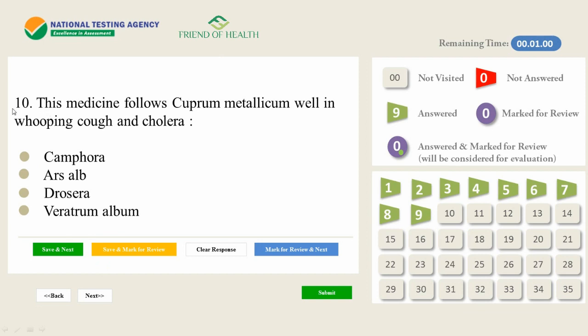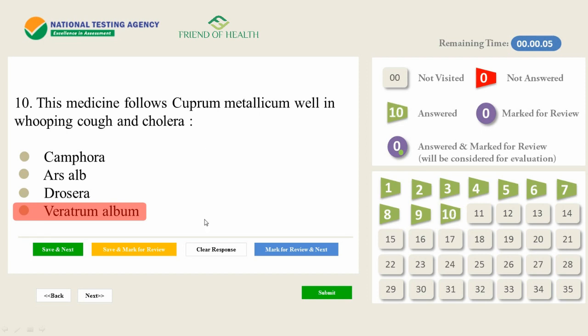The last question: this medicine follows Cuprum metallicum well in whooping cough and cholera. So camphora, arsenicum album, drosera, veratrum album, very close running options again. So for Cuprum met relationship, you have to see whooping cough and cholera. You cannot guess with the knowledge of remedies indicated for cholera or remedies indicated for whooping cough. So here you can see the answer: veratrum album. Veratrum album is the medicine which follows Cuprum metallicum well in whooping cough and cholera.